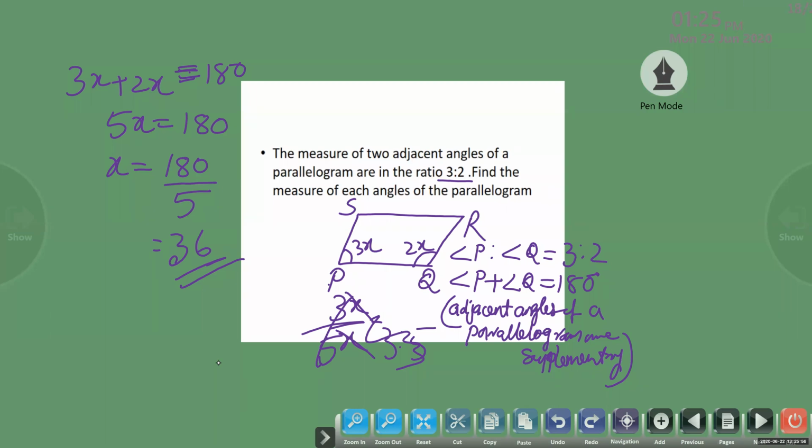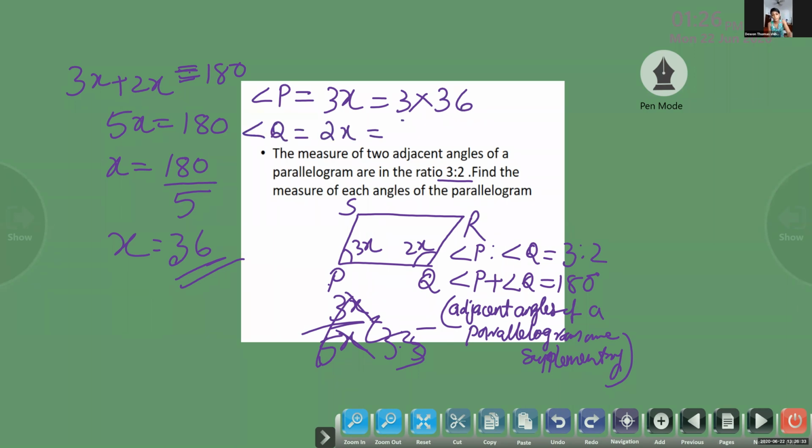Okay. So what is the question? The question is to find the measure of each of the angles of the parallelogram. We got x as 36. So what about angle P? Angle P is 3x, so 3 into 36. And angle Q is 2x, so 2 into 36. Find out how much these angles are.